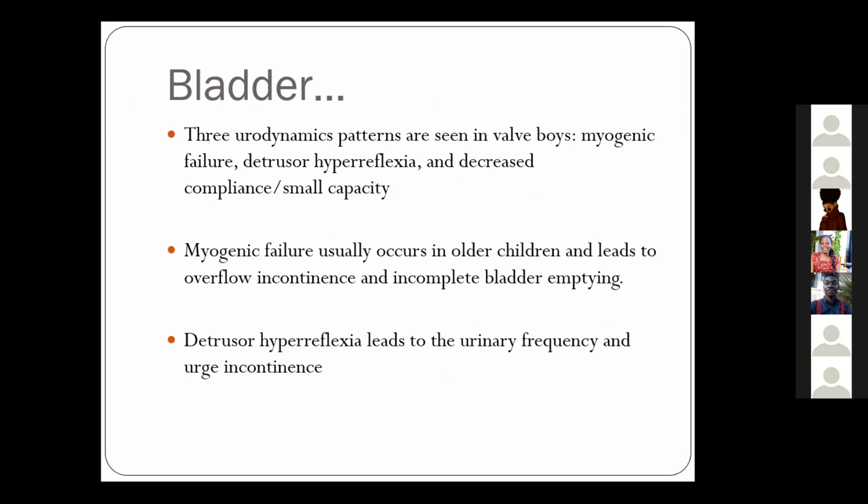So three urodynamic patterns are seen in valve boys. That is myogenic failure, in other words, failure of the detrusor muscle to contract. You have detrusor hyperreflexia, and then you have decreased compliance, or a bladder that has a very small capacity.